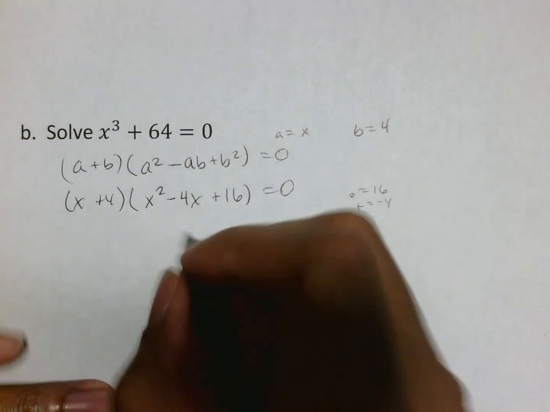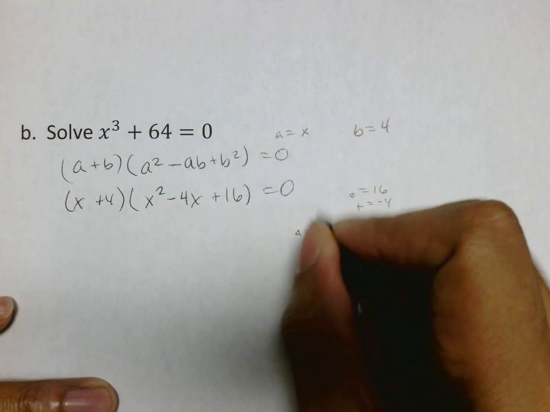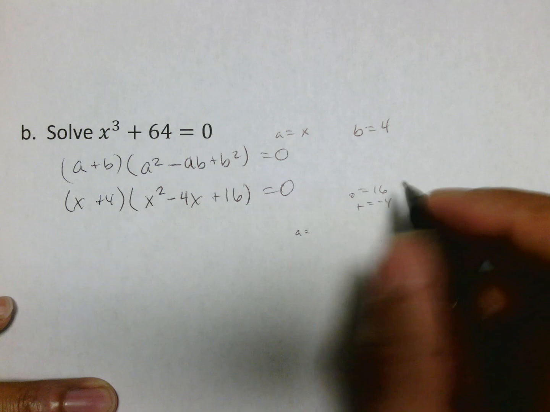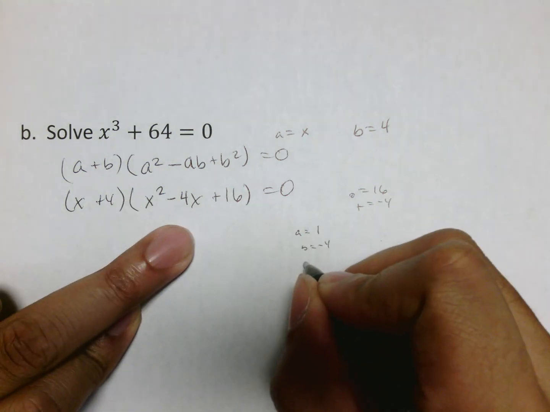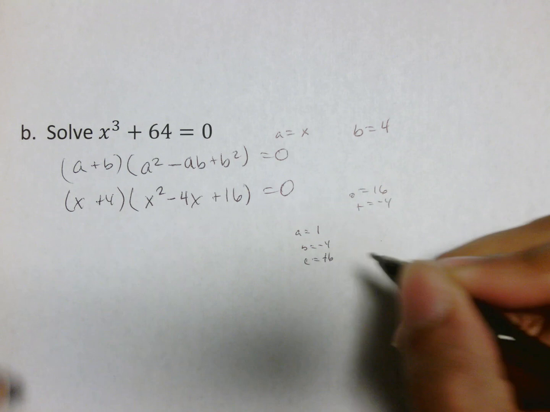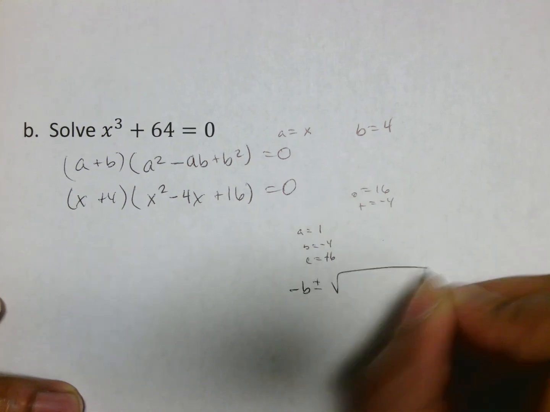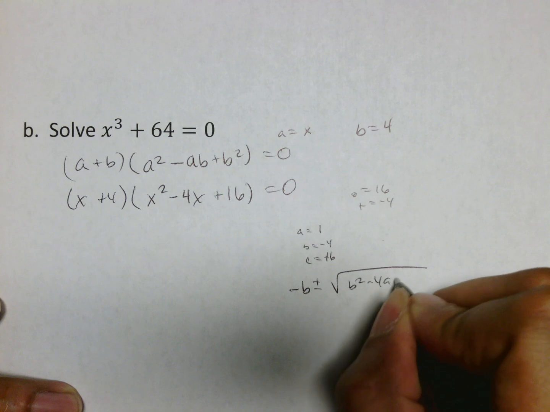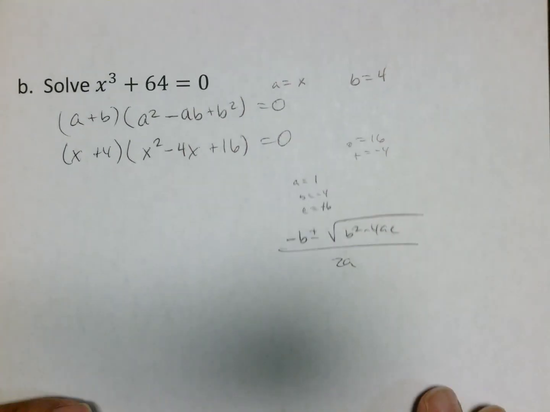And so we have to take this now off to the side and do my a equals, different a of course, because this is a quadratic formula, but in this case a equals 1, b equals negative 4, c equals 16, and we're going to do negative b plus or minus square root of b squared minus 4ac all over 2a. Never thought you'd go this deep into a problem, huh?